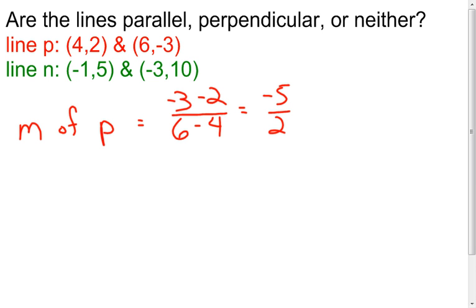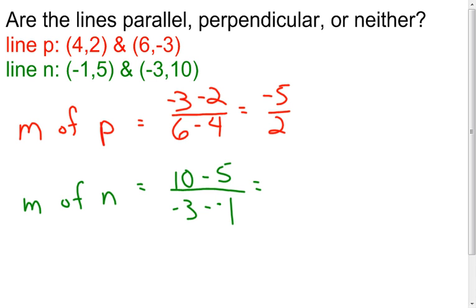Now I need to find the slope, remember M is slope, of line N. And here, do the same thing. I'm going to subtract my y values. So 10 minus 5 over -3 minus -1. And here I end up with the slope of 5 over -2.